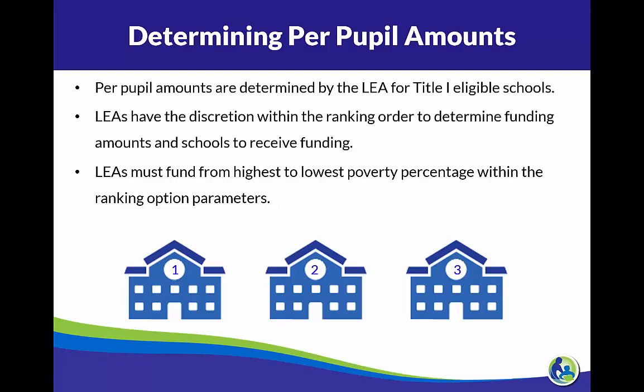LEAs must determine per pupil amounts for each Title I eligible school. LEAs have the ability to address the greatest student needs by choosing which schools to serve and the per pupil amounts as long as they follow the ranking order. LEAs must fund from highest to lowest poverty percentage within the ranking option parameters, and they must fund schools at or above 75% poverty average.